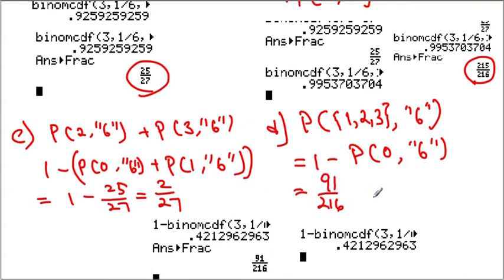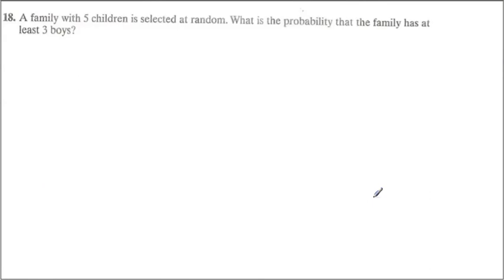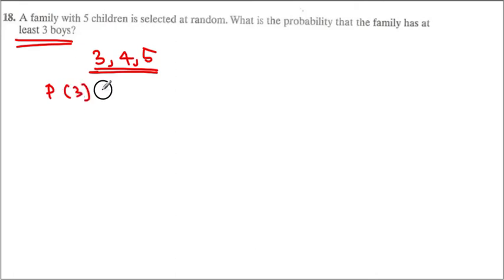Alright, let us move on to the next question. A family with 5 children is selected at random. What is the probability that the family has at least 3 boys? That means we are looking at 3 boys, 4 boys, and 5 boys. Let's try to find each one of them. Probability of having 3 boys. How do you find that?